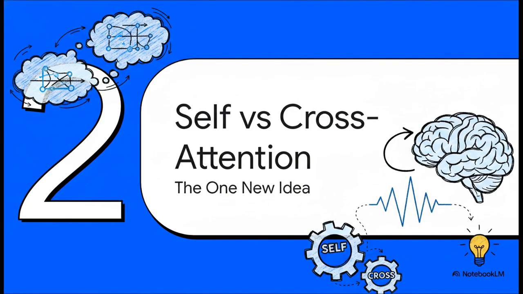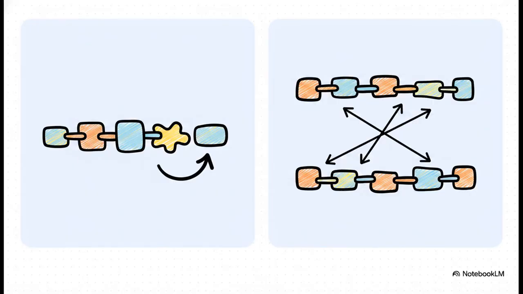Section 2. Self versus cross-attention. The one new idea. Now, if you've been following the AI space, you've probably heard a lot about attention mechanisms. It's everywhere. But the source material highlights one completely new idea that separates this specific project from everything that came before it. In every previous project in this developer series, the model used self-attention. That just means a single sequence of text simply looks at itself to understand context. It's kind of like an echo chamber. But cross-attention? That's a whole different ballgame.